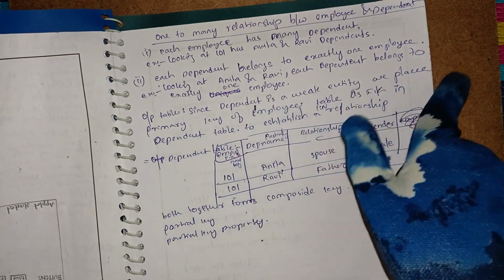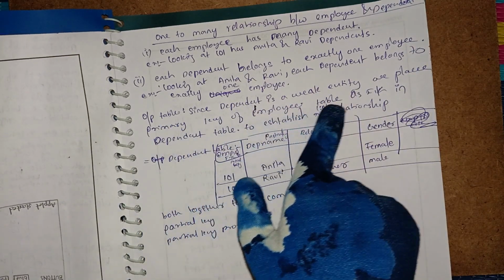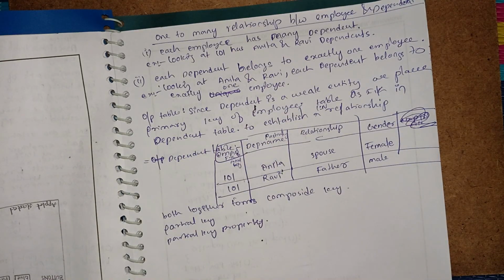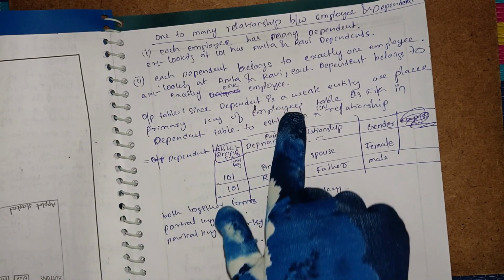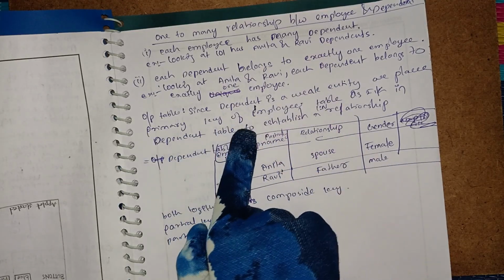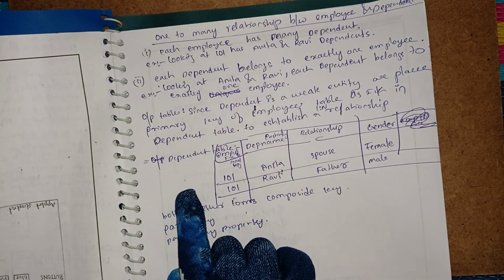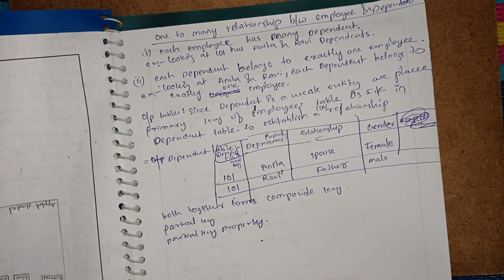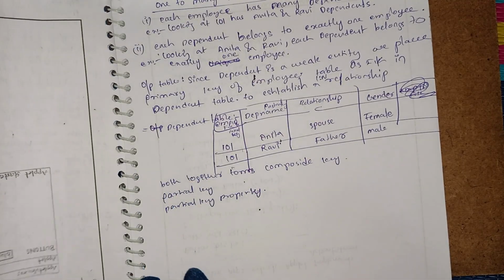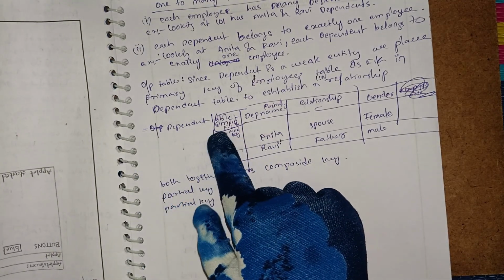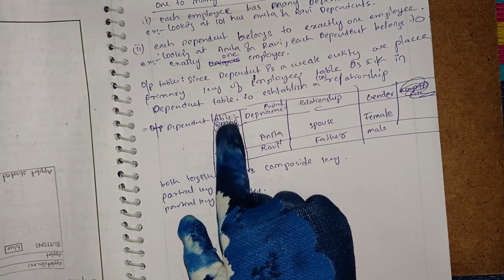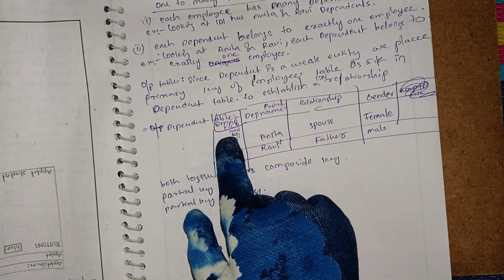Since dependent is a weak entity, we place the primary key of the employee table as a foreign key in the dependent table. That's why we are placing the employee table's primary key in the dependent table as a foreign key to establish the one-to-many relationship. Here we have placed employee ID as a foreign key of the employee table in the dependent table.